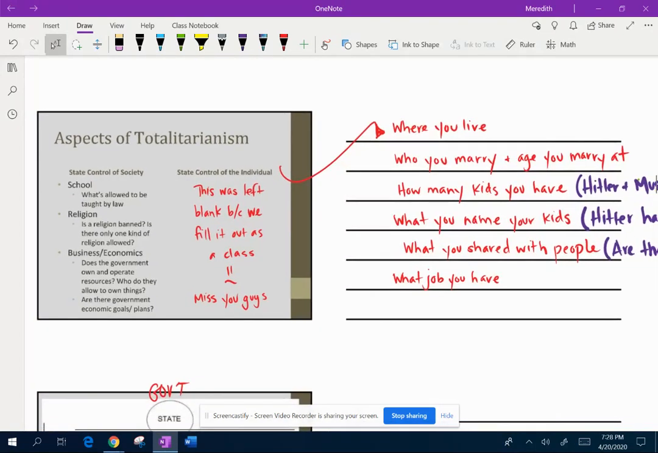So now we're going to discuss what state control of society looks like, how a government can actually control society, which actually seems really hard, but it's actually pretty easy. When we're talking about schools, you make laws about what is allowed to be taught. In Hitler's Germany, you were taught very specifically that Jewish people were a different race and that race was inferior.